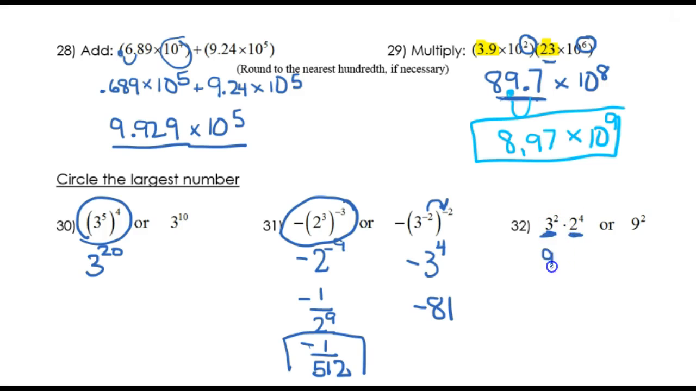3 squared is 9. 2 to the 4th power is 16. 9 times 16 is going to give us 144. 9 squared is 81. The larger number, therefore, is 144.